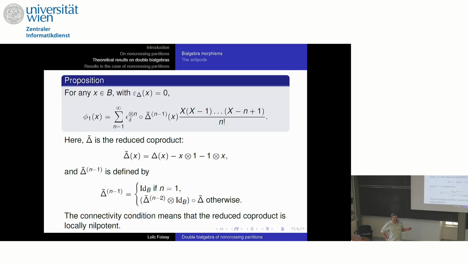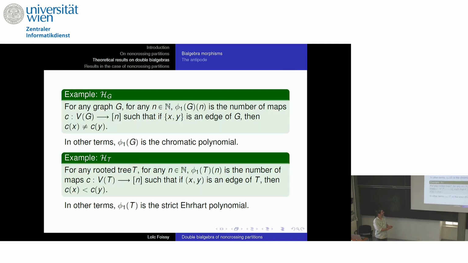You can, yes, in some sense. So for rooted trees, if you do this, what you obtain is something like this. You count maps from the vertices to n, so that if you have an edge, oriented from the root to the leaf, then you should increase. So in fact, these are quite well-known polynomials.